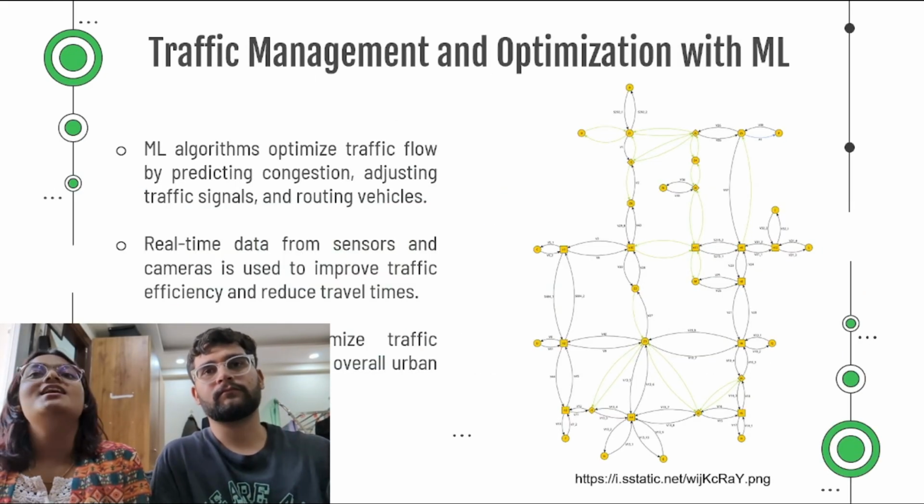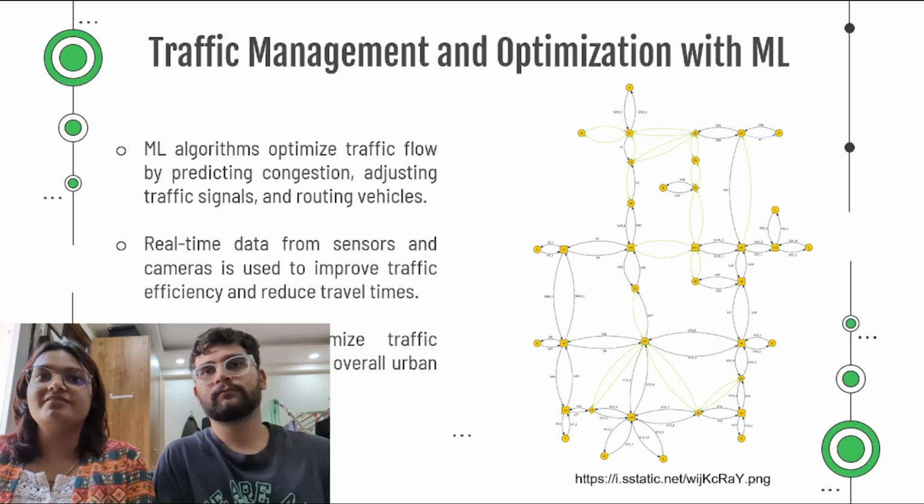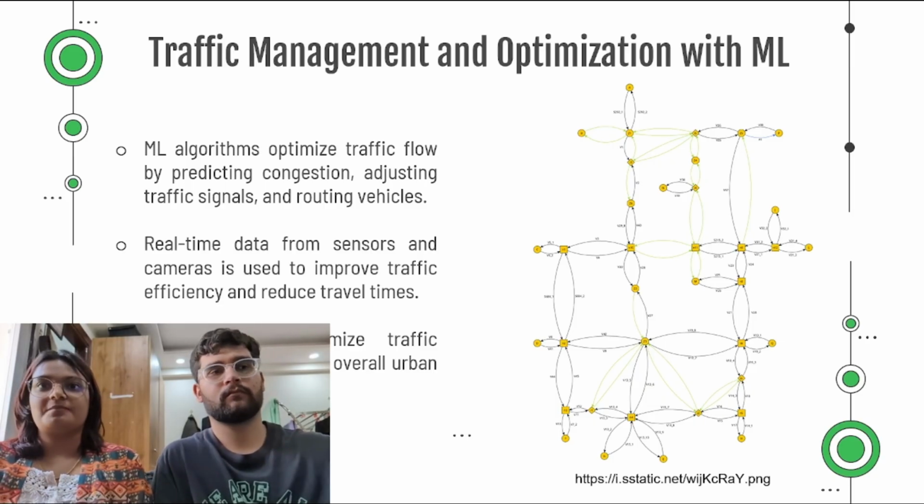Traffic management. Real-time data from sensors feeds into ML models that optimize traffic lights and railroad signals. This reduces congestion, saves time, and cuts emissions.